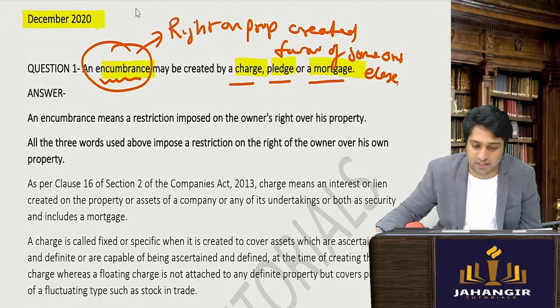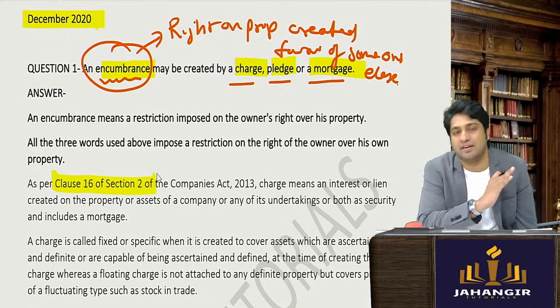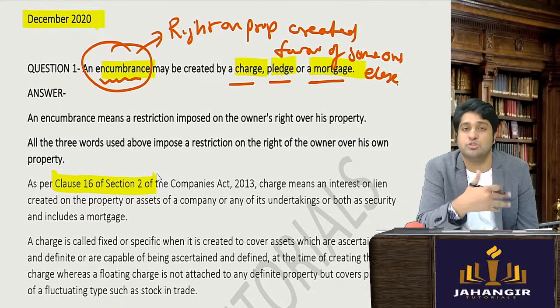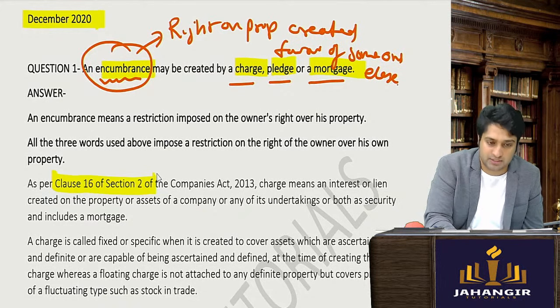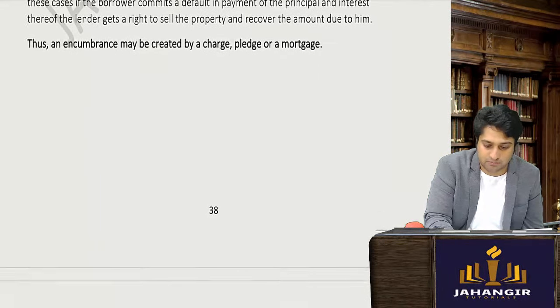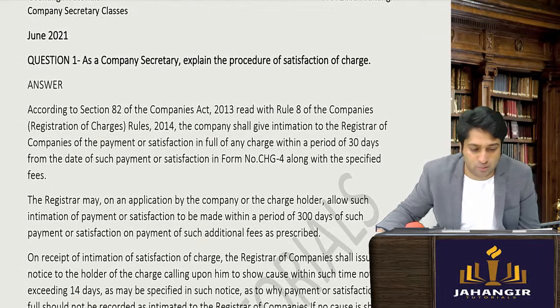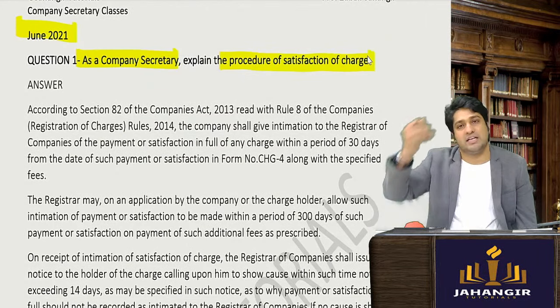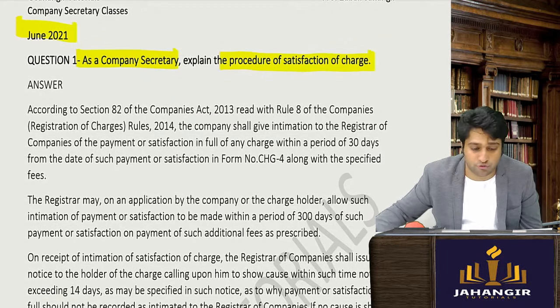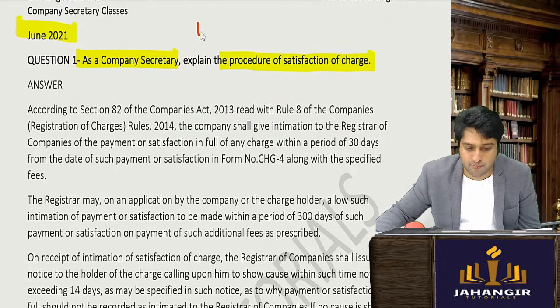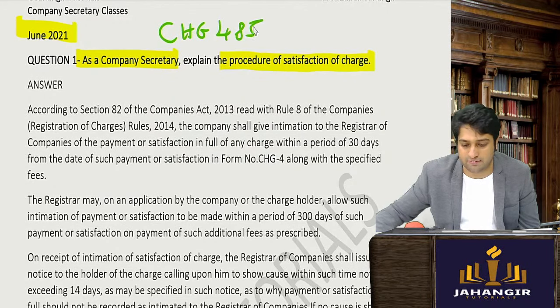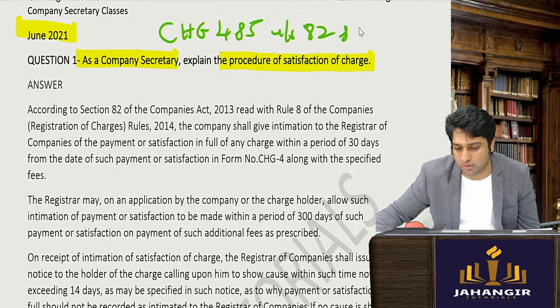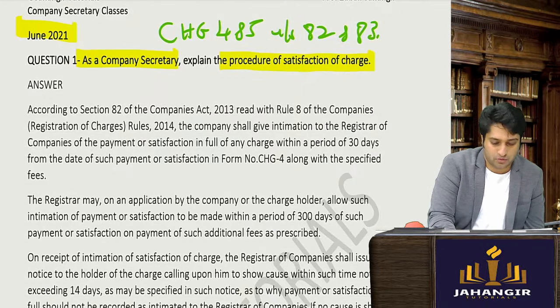So you explain in your company law the section. So in any topic, wherever the section your charge comes, you have to write section 2 subsection 16 and then explain. Then in June 2021, they have asked, as a company secretary, explain the procedure for satisfaction of charge. So you need to know your form numbers, CHG. Which are the form numbers? Can anyone tell me? CHG 4 and 5. And which section? Section 82 and 83. Okay.